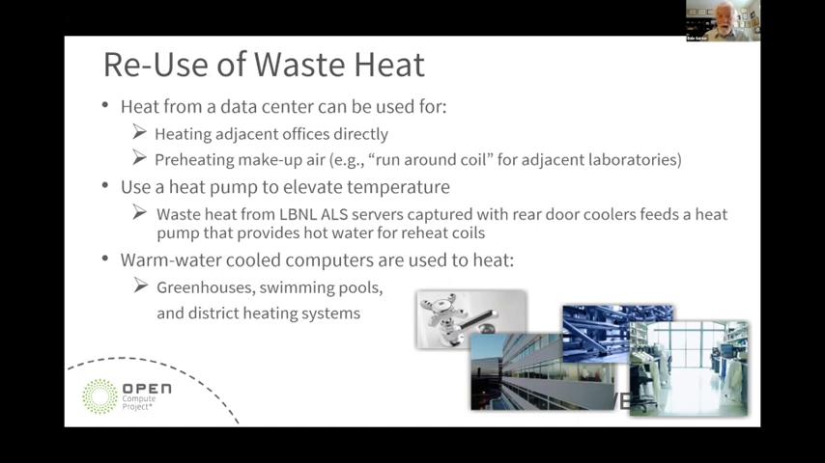For example, at LBL, we have a data center that we draw heat from in rear doors. So that's a pretty cool liquid cooling temperature, but we elevate it with a heat pump and then use that hotter water in a reheat loop in an adjacent laboratory building. Warm water is also used to heat greenhouses, swimming pools, and district heating systems and other requirements for heat, for example, snow melting and that sort of thing.